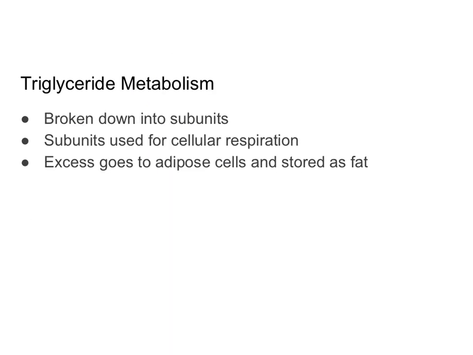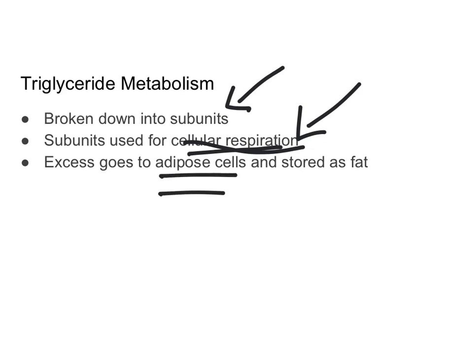So when you eat a triglyceride, what's going to happen in your body is you're going to break down that triglyceride into its monomers. You're going to break it down into glycerol and 3 fatty acids. You're going to use those monomers to make energy via the process of cellular respiration. And then any extra that you do not need for energy is going to be stored as adipose cells. And adipose cells is the fancy science word for fat cells. So it's stored as fat in your body so you can use that energy later when you need it.